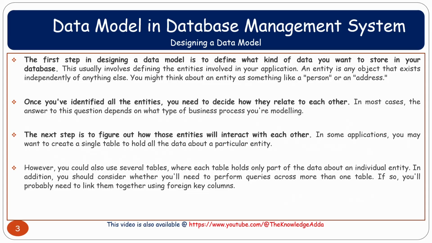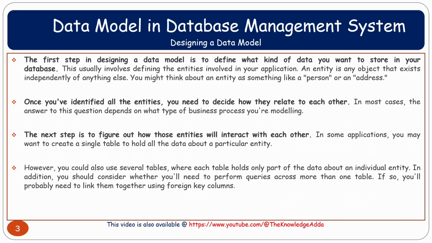The next step is to figure out how those entities will interact with each other. Firstly, we have to decide which type of data we want to store in the database. Again, you have to find out all the entities, and also decide how they relate to each other. The next step is to figure out how those entities will interact with each other.